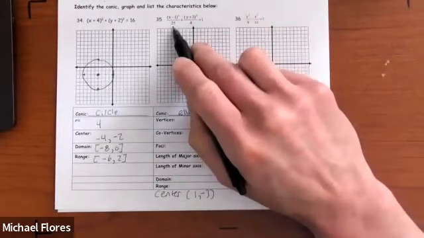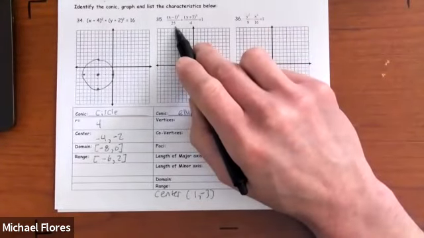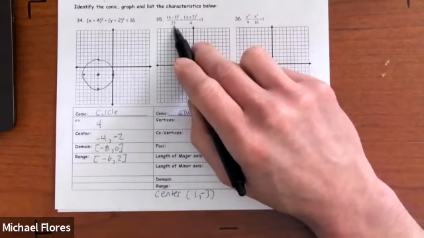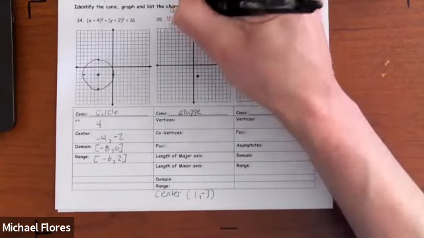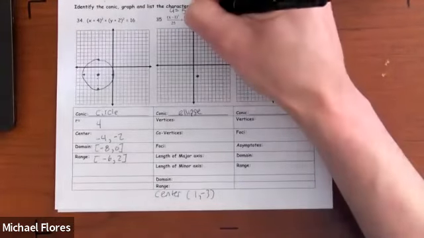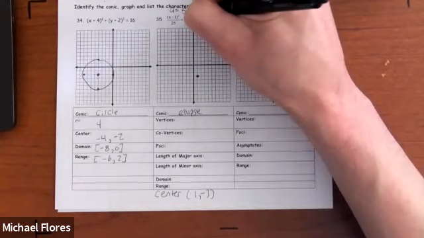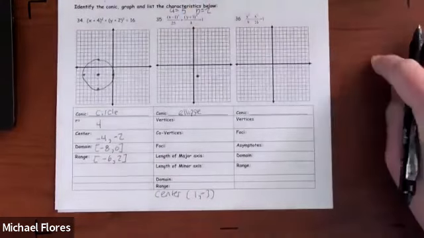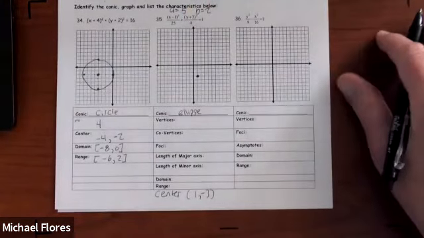Underneath the x, we have the biggest denominator, 25. So take the square root of that. That gives you your a value. Take the square root of the second denominator, since it's the smallest denominator, and it's going to help us with our b value. And this will now help us graph.